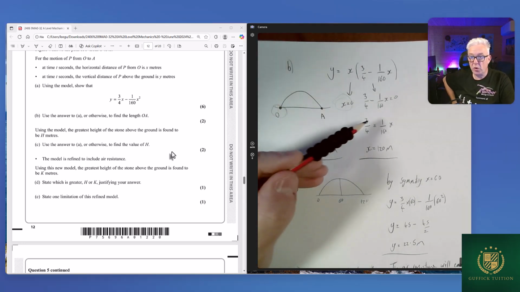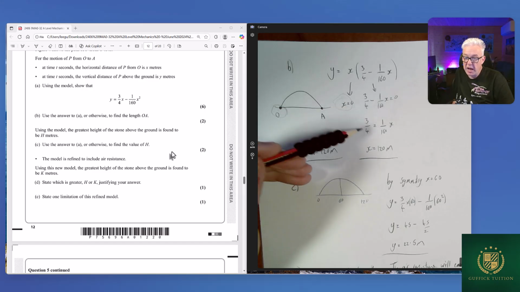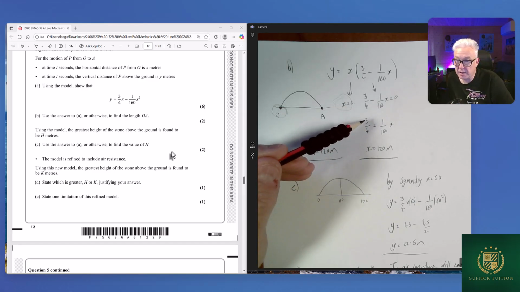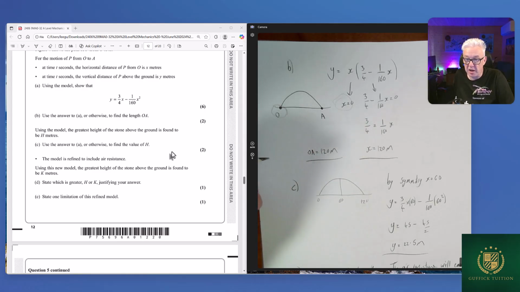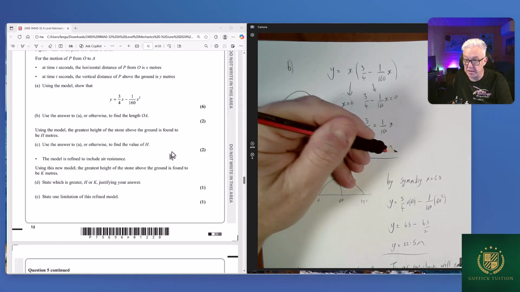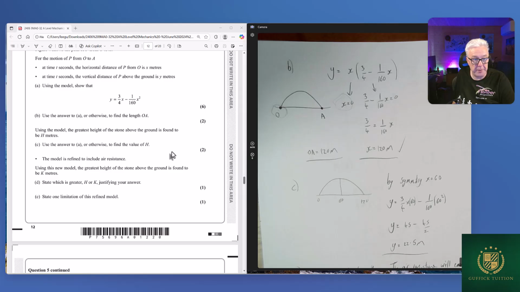So we add 160x over to both sides and times by 4 and then divide by 3. Times by 160 rather, and that gives us that x is equal to 120 meters. So that's our part B done.